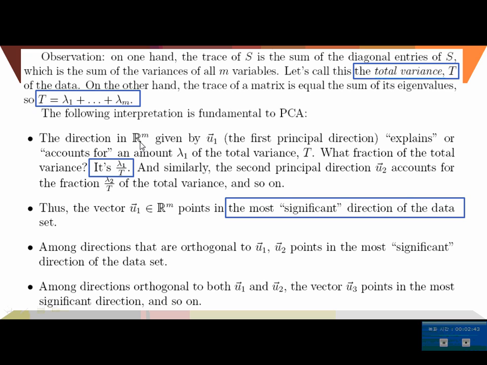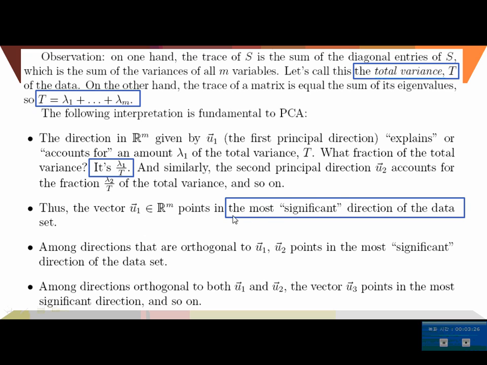The direction in Rn given by the vector u1, the first principal direction, explains an amount lambda1 of the total variance. What fraction of the total variance? It is lambda1 over the sum of all eigenvalues, the trace of S. This ratio is the key that we are going to use. Similarly, the second principal direction accounts for the fraction lambda2 of T, the total variance, which is the sum of the eigenvalues of S, and so on.